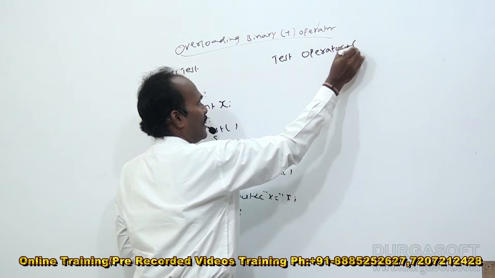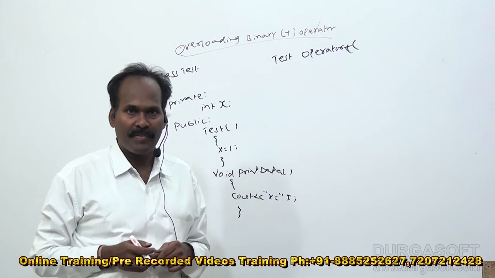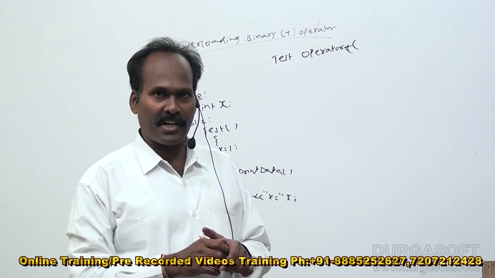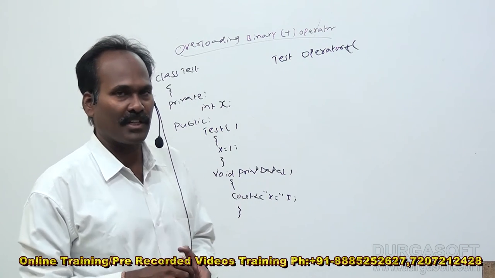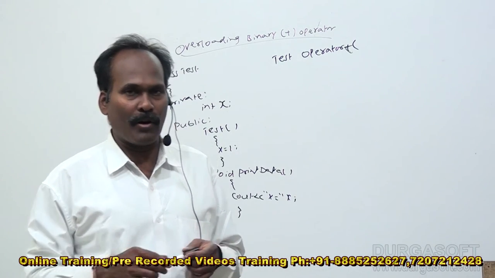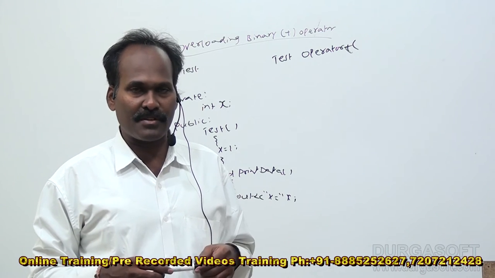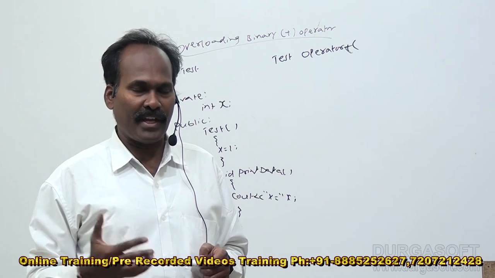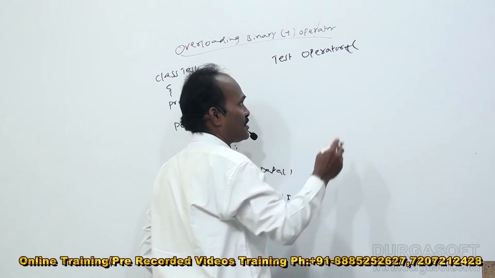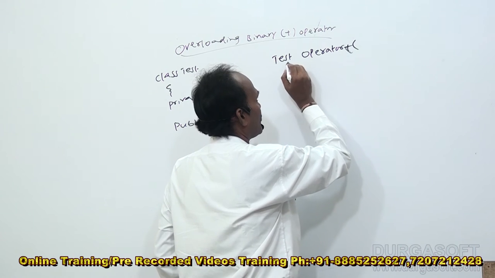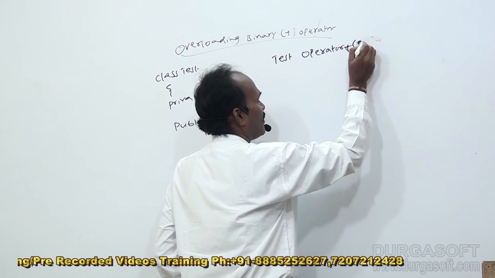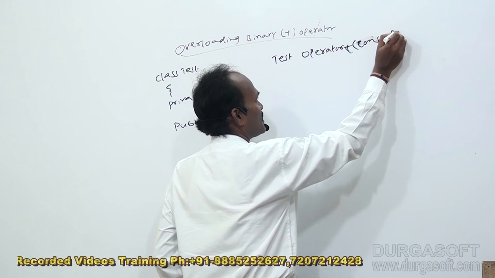Every binary operator will take arguments, but a unary operator does not take any arguments. So for the operator function, when you are overloading a binary operator, the operator function must take an argument. But when you are overloading a unary operator, the operator function does not take any argument. Why? You will understand once you look at this program. Test operator, now this is going to take a constant reference, say t.